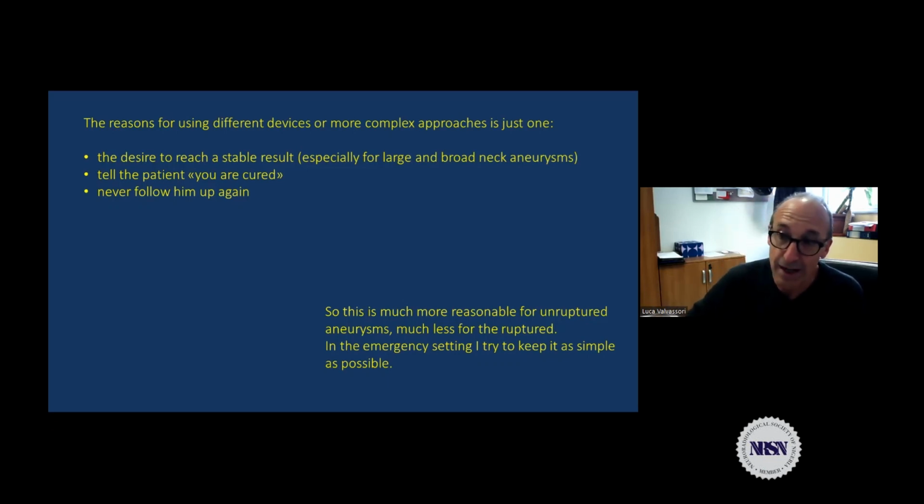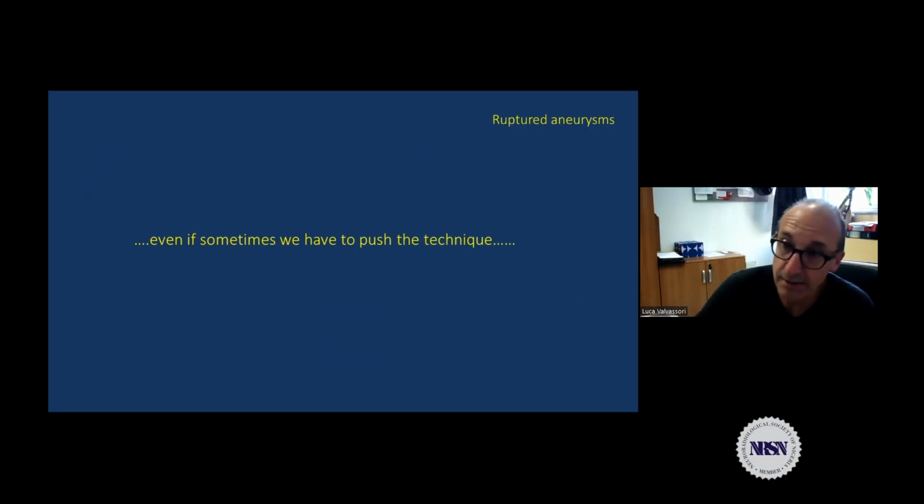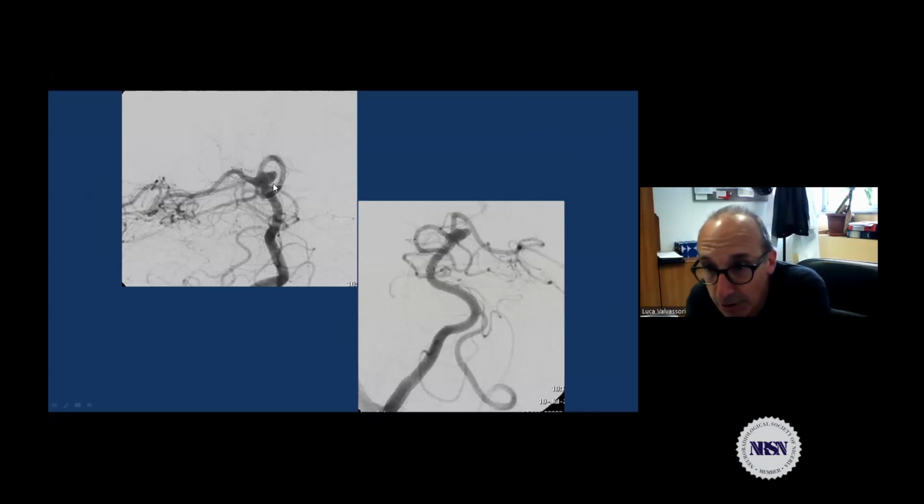So for unruptured aneurysm, additional devices or some devices that have replaced the coil embolization have been used more and more, much less in the emergency setting. Even in the emergency setting, that is for ruptured aneurysm, we have to push our technique. This is a kind of triangular ruptured aneurysm, not really easy for coil embolization.